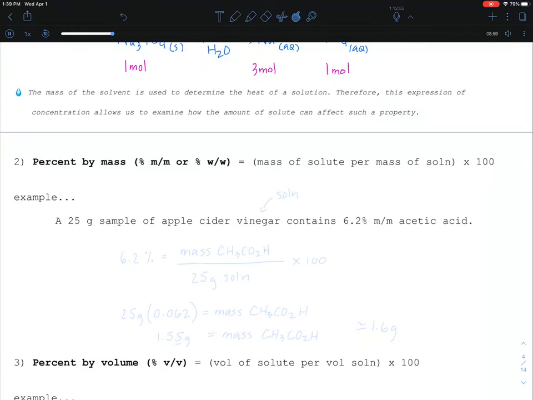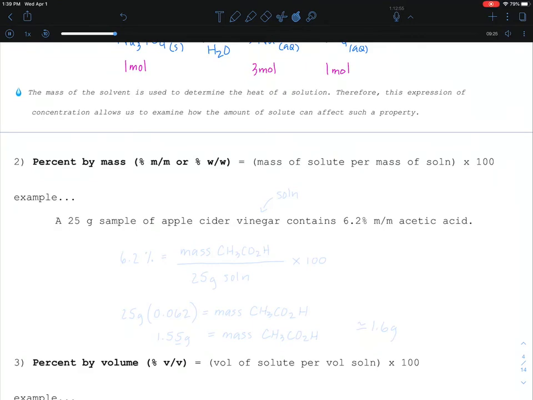It's simply just the mass of the solute divided by the mass of the total solution. And then if you multiply it by 100, you get a percent by mass, right? So for example, we could have a 25 gram sample of apple cider vinegar, and we're told that it contains 6.2% by mass, so that M over M means by mass, acetic acid.